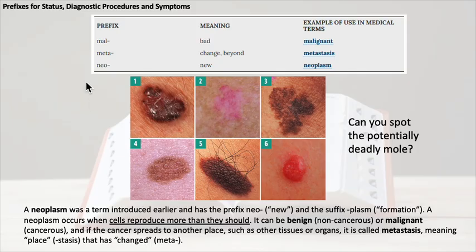Now, these particular prefixes tell us about condition, change, or even the age of a tissue, and you'll recognize many of these terms from our cancer unit. So we'll start with mal. Mal means bad, poor, even defective. It often describes disease, abnormal function.